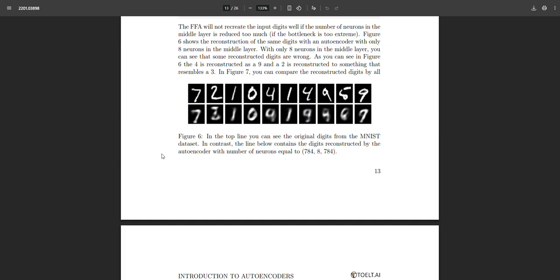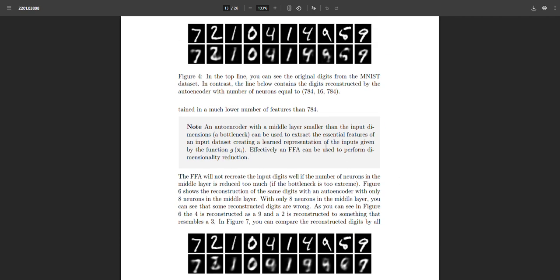For instance, look at the result when we reduce the middle layer to only 8 neurons, a structure of 784, 8, 784. In figure 6, you can see that the reconstruction is now clearly degraded. For example, the original 4 is reconstructed as something that resembles a 9, and the original 2 looks like a 3. The model simply couldn't squeeze enough relevant information into just 8 features.